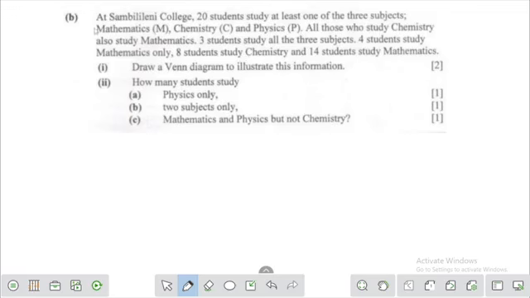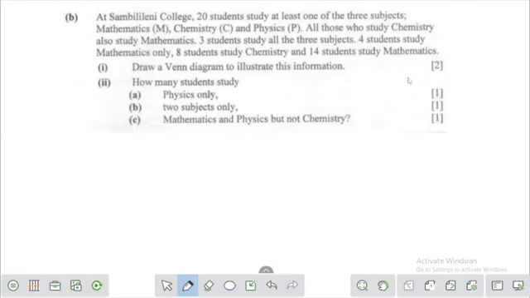Okay, so the question reads, at Sambilireni College 20 students studied at least one of the three subjects: mathematics, chemistry and physics. All those who studied chemistry also studied mathematics. 3 students study all the three subjects. 4 students study mathematics only. 8 students study chemistry and 14 students study mathematics. So here is our question B1. Draw a Venn diagram to illustrate this information.